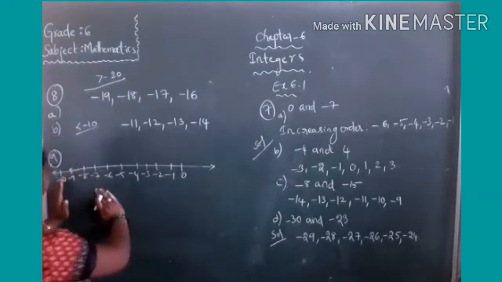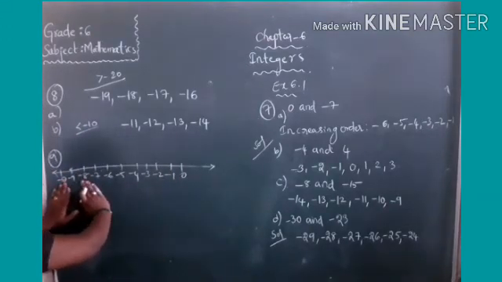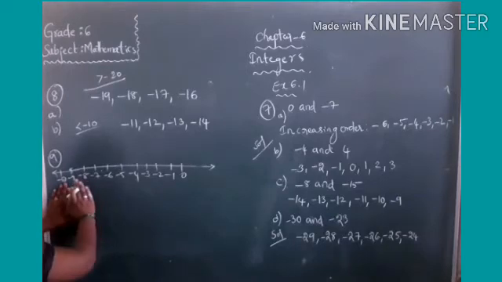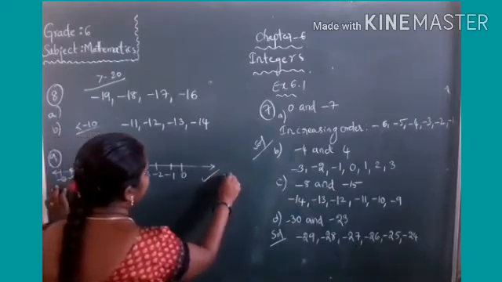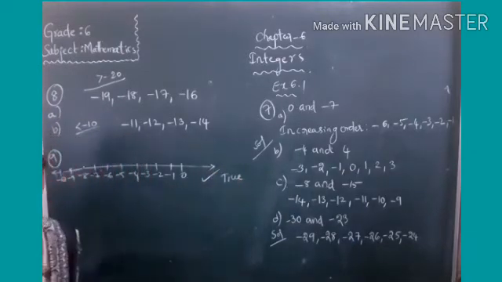So minus 10, minus 8. Which is on the right? Minus 8 is to the right of minus 10. So that's why the statement is true.